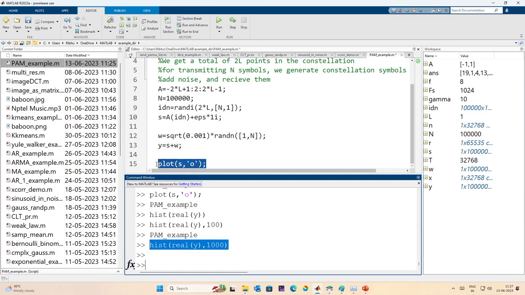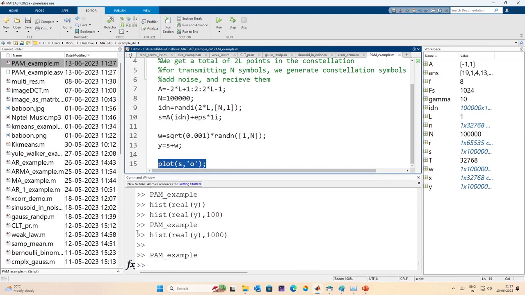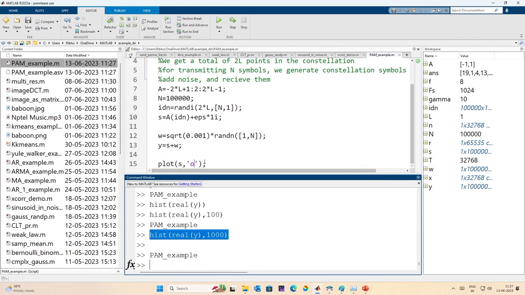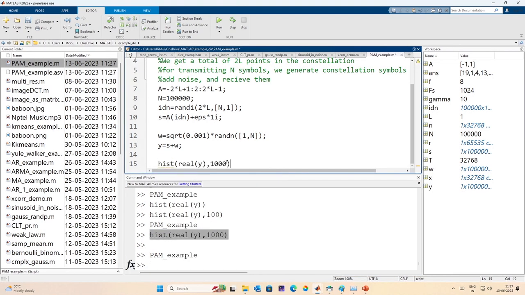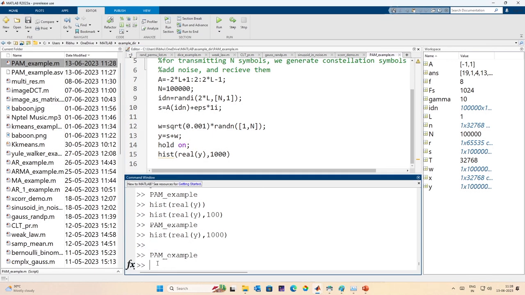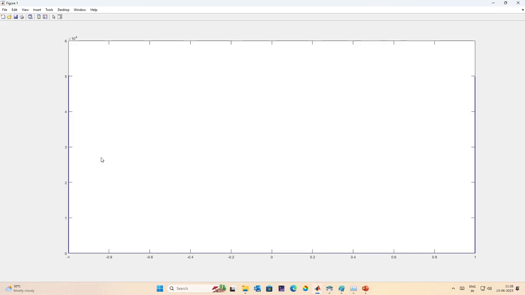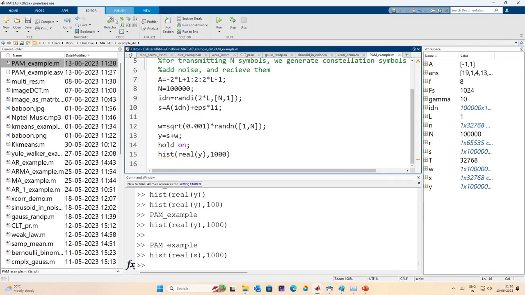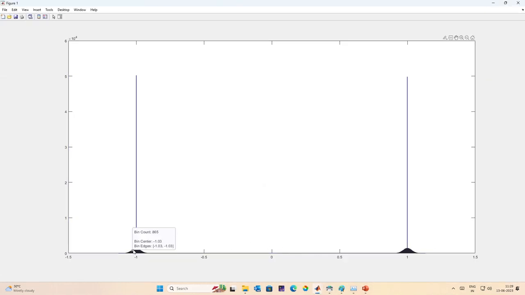Copy, paste, and I do this, and I'll hold on, and we'll see what happens. So what I'll do is plot this. There's a histogram with minus 1 and 1, which makes sense. Now I'll add this small variance and run this program, and I see this. I get this little Gaussian spread around this, because without any noise, the signal transmitted is deterministic.